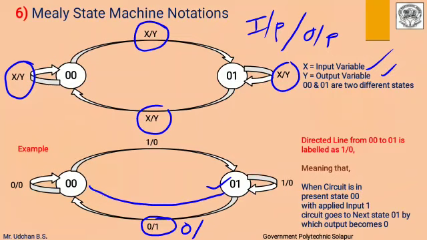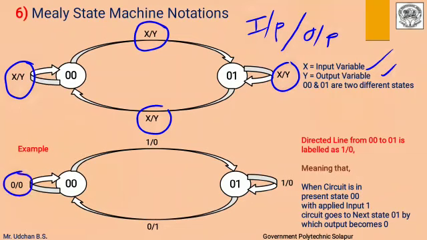Again, similarly, we can read for this. It shows that the machine is having present state 0 0. By applying a 0 input, it remains in that state only, that is 0 0, and the output for which is a 0.